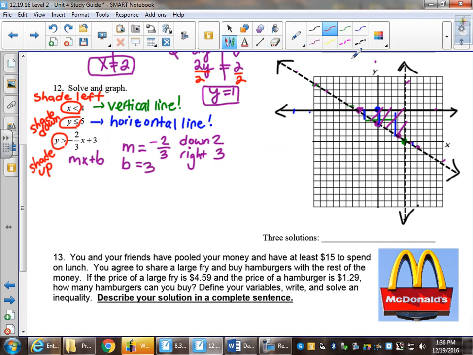For 3 solutions, you would be selecting any 3 ordered pairs inside this shaded region of your choice. So I'll leave that for you to decide.